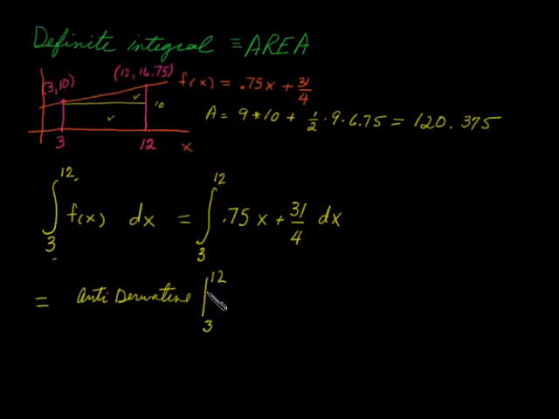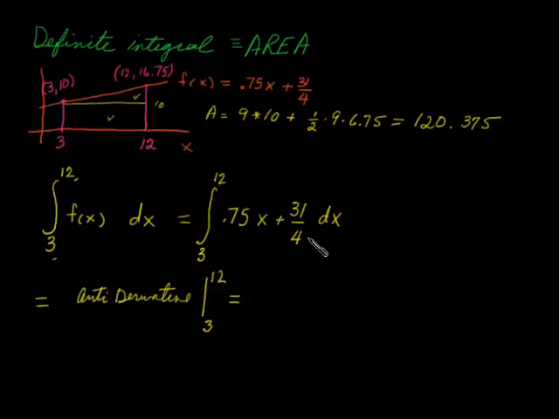And this is a notation, the straight line. I think we've used it in a different context before, but it means whatever this expression turns out to be, evaluate it at the upper limit, that would be 12, and subtract what you get when you evaluate it at the lower limit, which would be 3. So let's see how this works out.